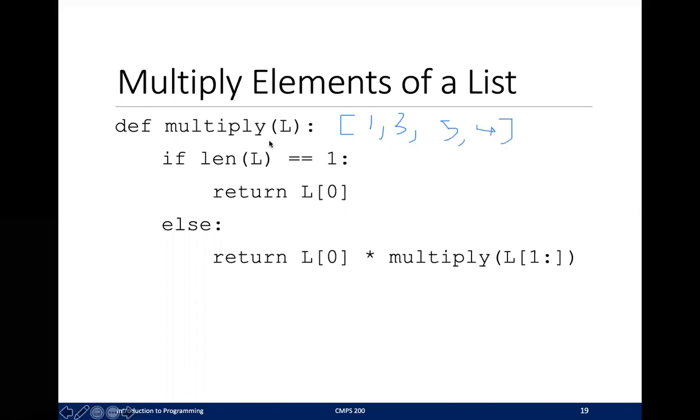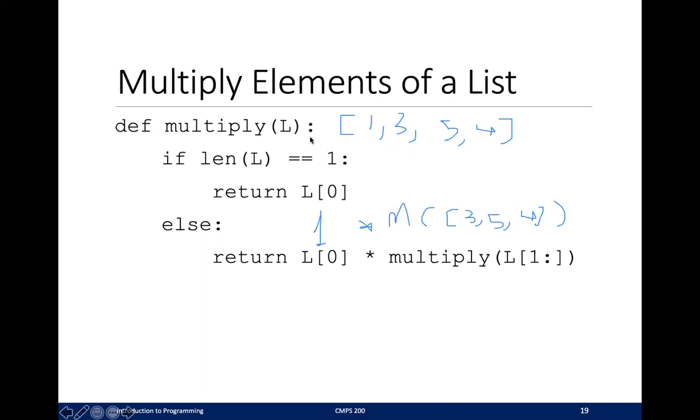It's going to check, is the length of L equal to 1? No, it's 4. So it's going to get into the else. So it's going to say return 1 times, call the function again with the following list, 3, 5, and 4. Okay, so now I've reduced the input a little bit. And as you see, I keep reducing it until I hit the base case. So now I'm calling the function with 3, 5, and 4.